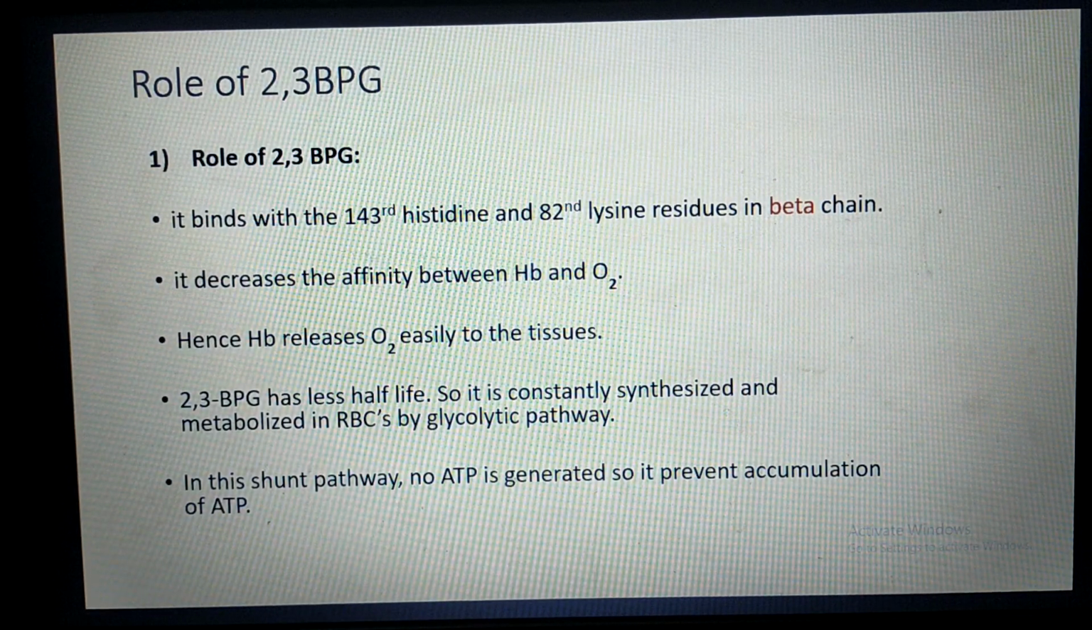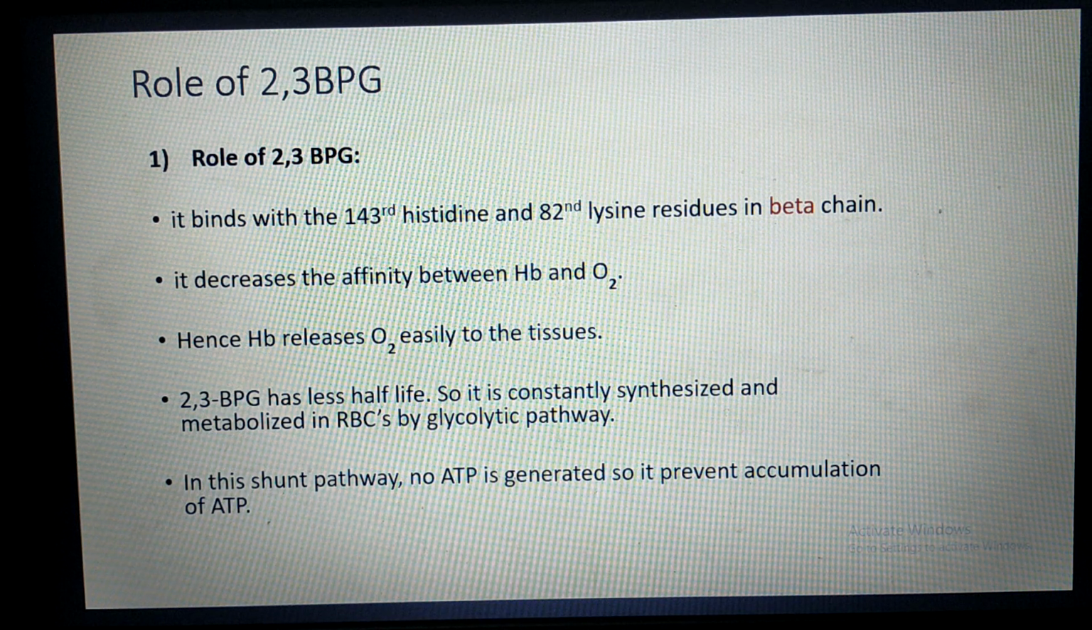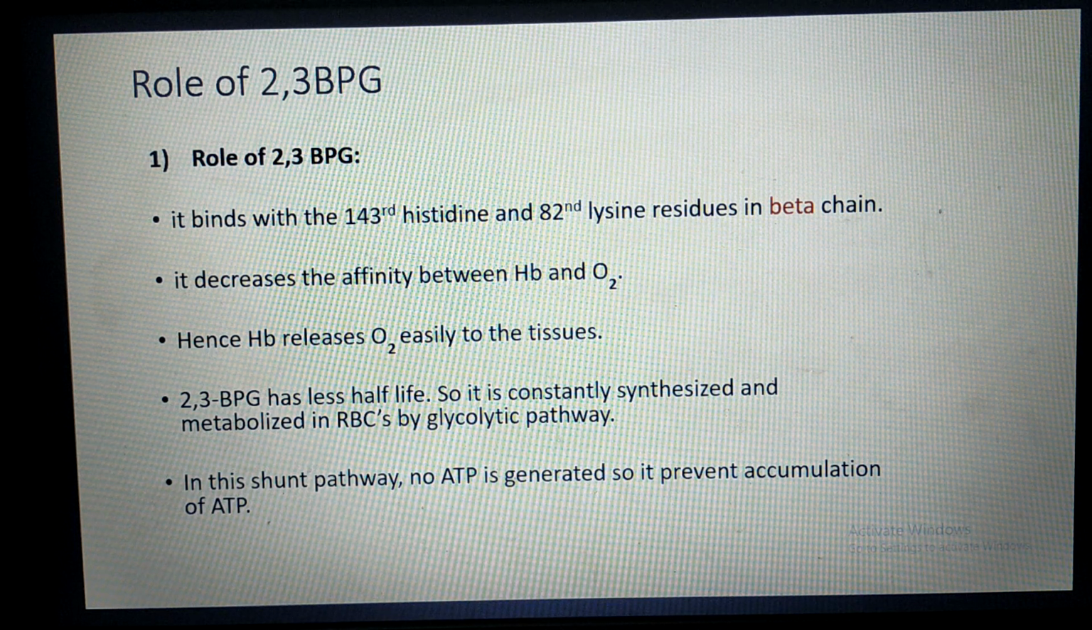Now what is the role of 2,3-BPG? This 2,3-BPG binds with the 143rd histidine and 82nd lysine residues in the beta chain. The beta chain is a protein in hemoglobin. It is made up of various amino acids. At the 143rd position there is a histidine amino acid, and at the 82nd position one more amino acid, lysine. 2,3-BPG binds with these two amino acids, histidine and lysine.